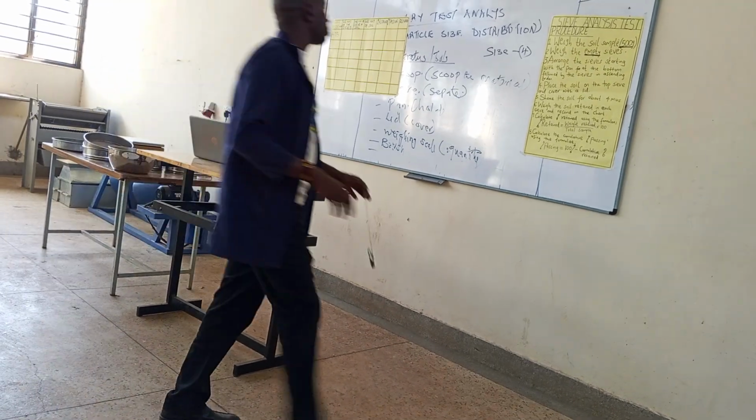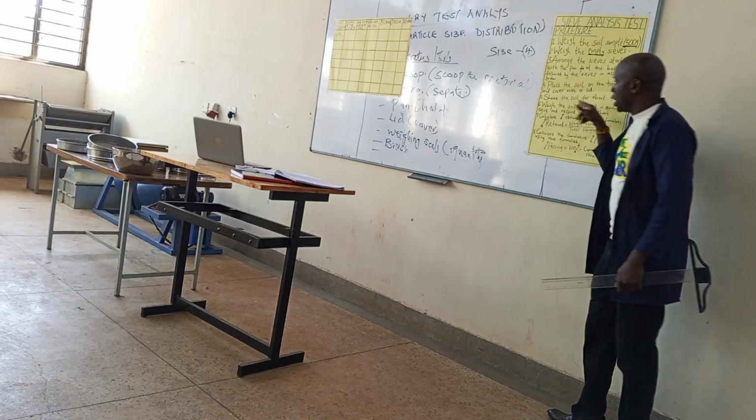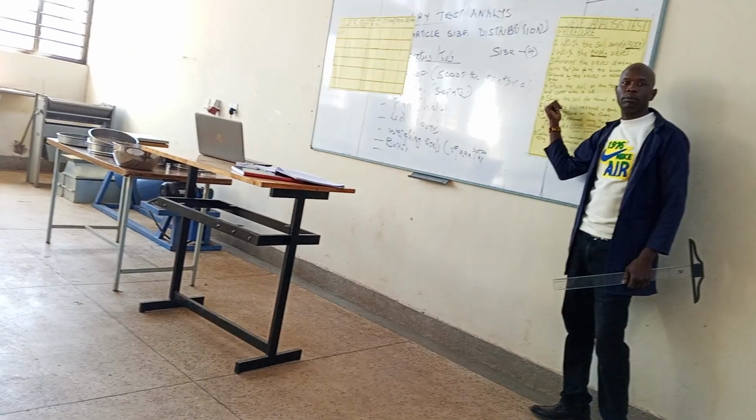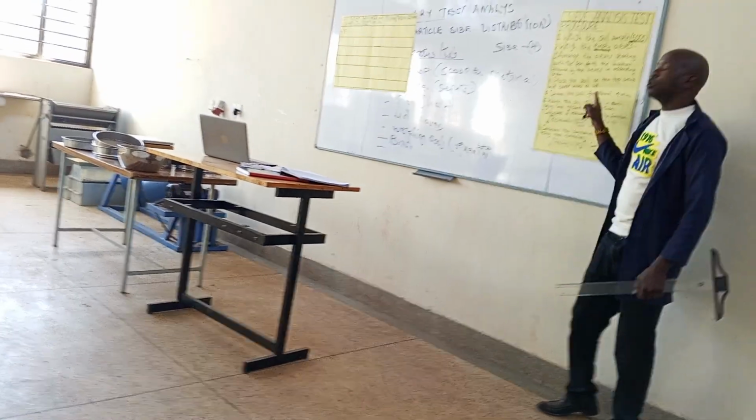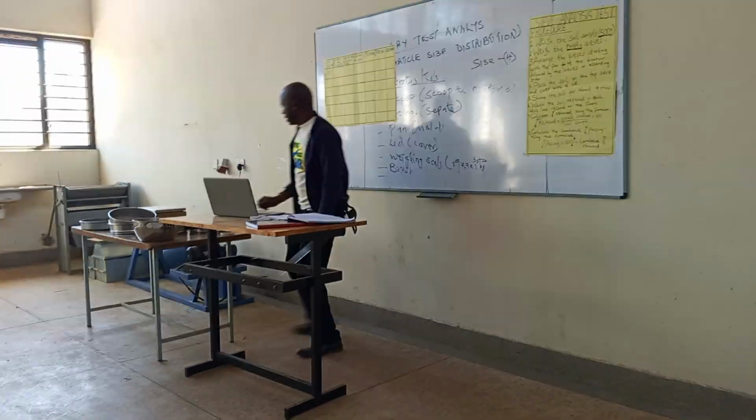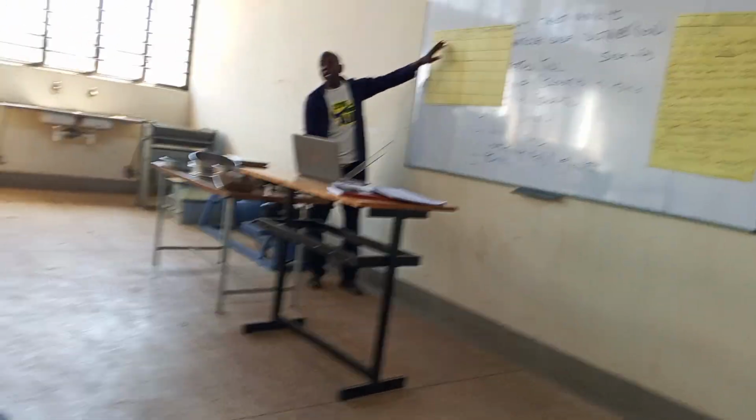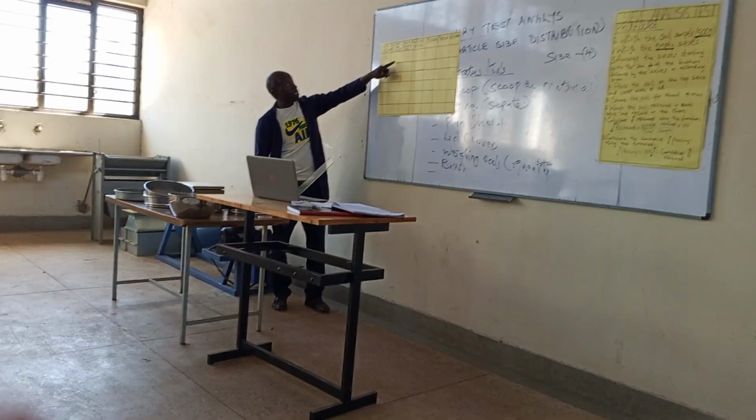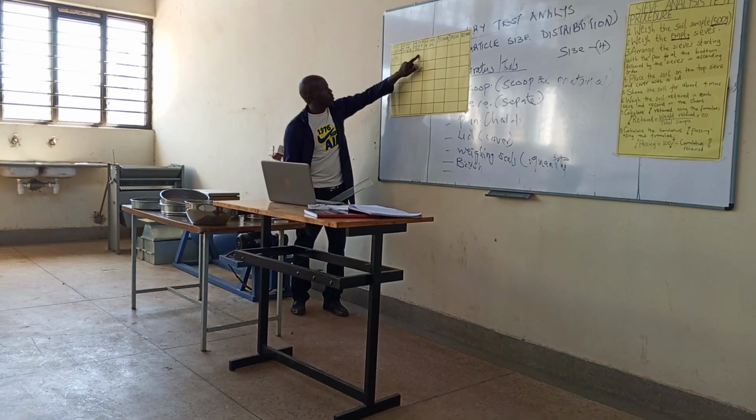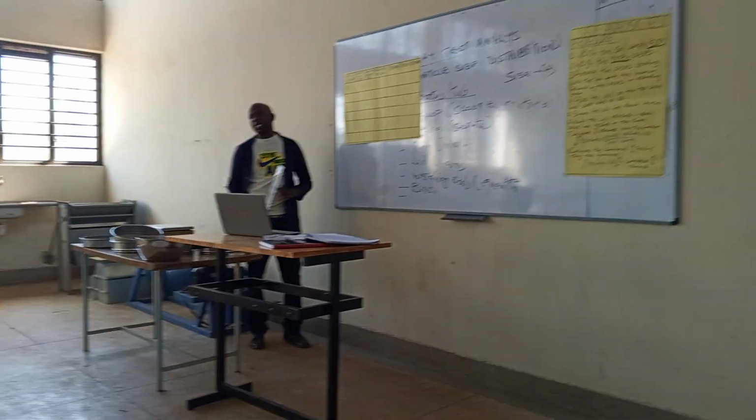Then lastly, after shaking, we are now supposed to weigh the soil retained. We are supposed to weigh the soil retained on each and every sieve. So we are going to take each sieve plus the soil retained, then we weigh. After weighing, we have the table here. The table here is going to be filled with the weight of each and every sieve plus the soil retained.